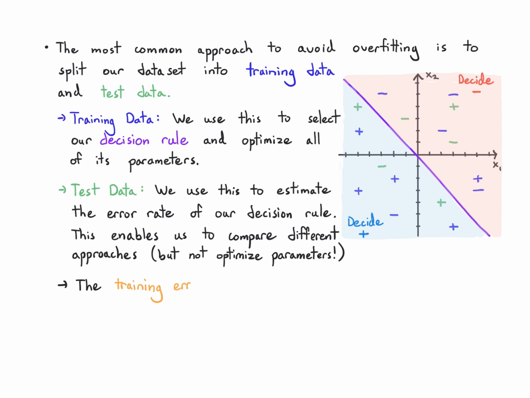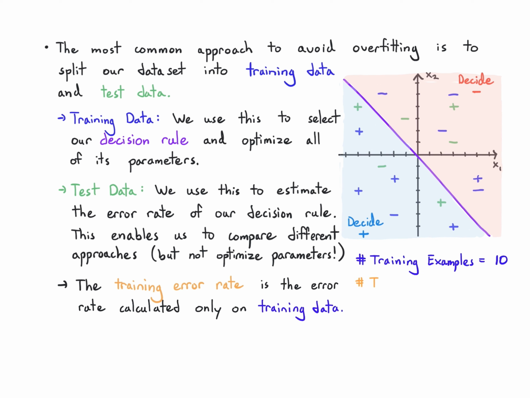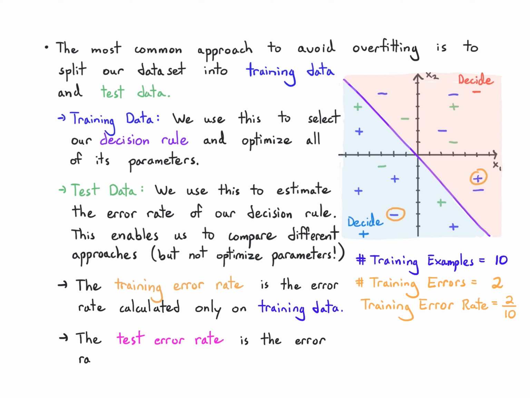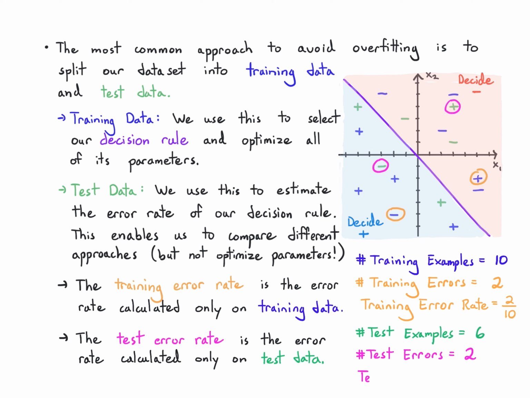The training error rate is the error rate calculated only on the training data. So here I'm going to calculate my training error. I have made 2 training errors here. I had these blue points which were misclassified. So it was 2 over 10, 20%. The test error rate is the error rate calculated only on the test data. Here I had 6 test examples and I misclassified 2 of them. So I'll circle them here. And so my test error rate was 2/6, which is 33.3%.